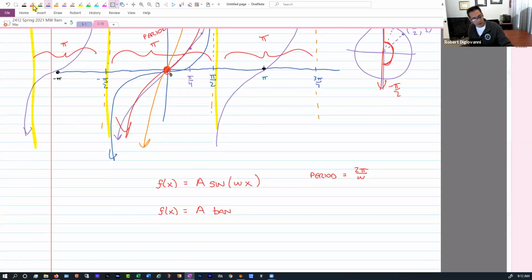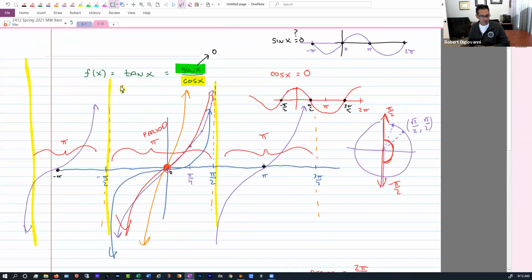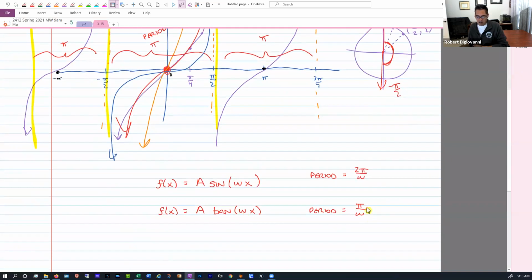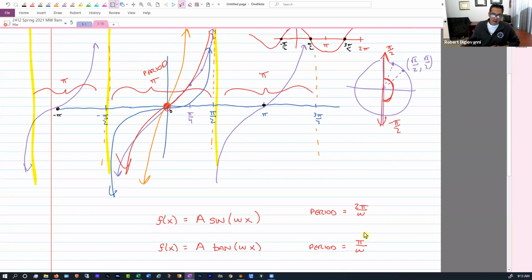But if we put an omega in front of x like this, then the period here wouldn't be 2 pi over omega, it would be pi over omega. So if this is a 1, like the original tangent function, there's a 1 in front of that x, then omega is 1, and pi over omega would be pi over 1, which is pi. Does that answer your question, Maddie? Okay, good. All right, so that's the tangent function.